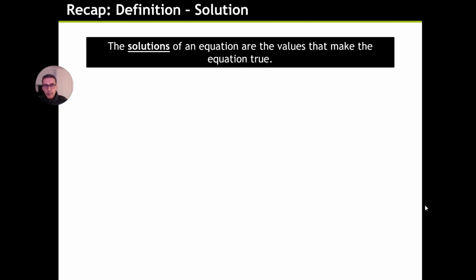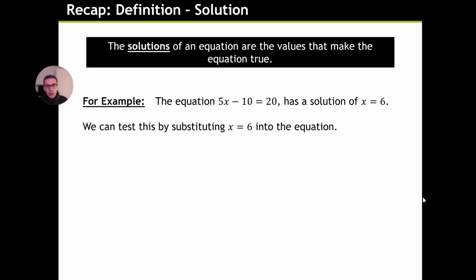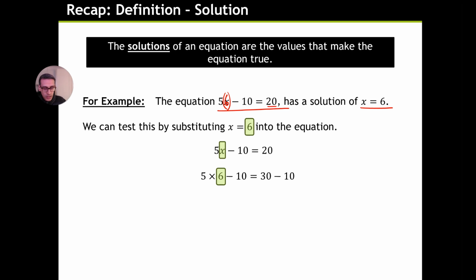If we have a solution, what we're talking about is a value that makes an equation true. So if you have, for example, 5x minus 10 equals 20, we can rearrange that to work out what x is. And we can test, for example, x equals 6 to show that's a solution by substituting it in. So 5 times 6 is 30, 30 take away 10 gives you 20. So this is one way to show that 6 is a solution to this equation.